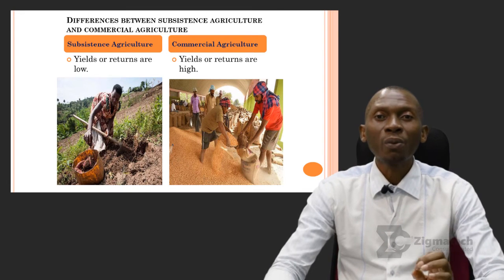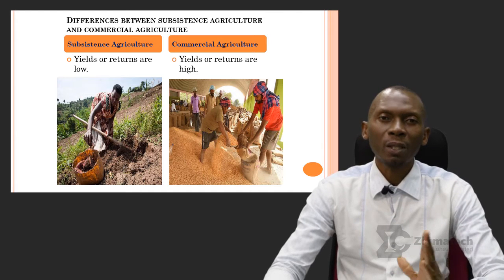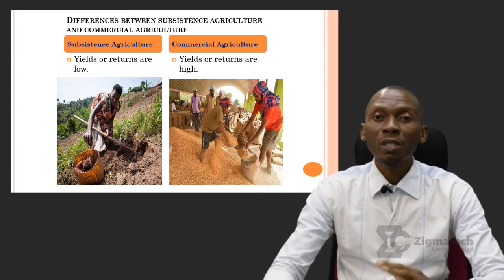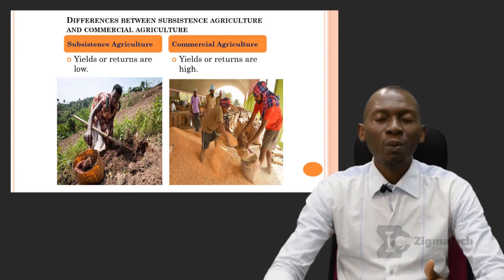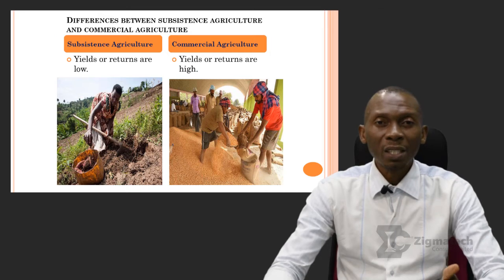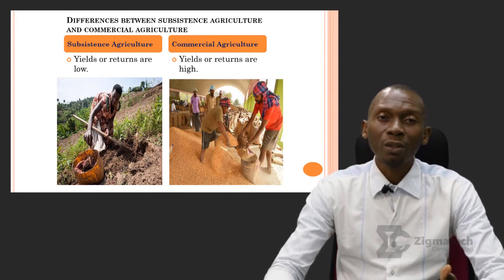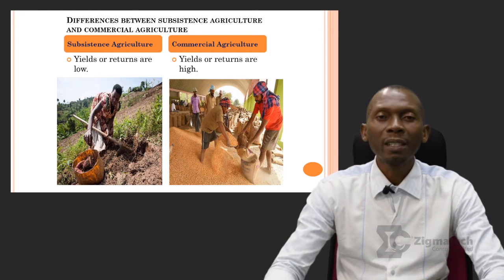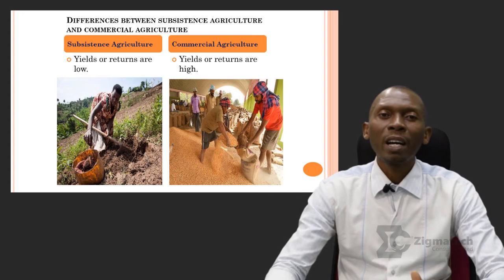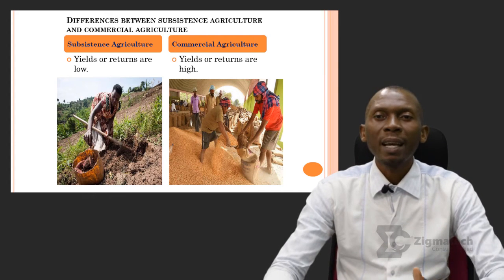We also have the yield or returns as another means to distinguish between subsistence agriculture and commercial agriculture. For subsistence agriculture, the yields or returns are usually low, while for commercial agriculture, the yields or returns are usually high. You should be able to understand the reason why: remember, the land used in subsistence agriculture is usually small, while that for commercial agriculture is usually large. So this will definitely affect the output or yield gotten from the farm. So take note of this. For subsistence agriculture, the yield is usually low, while for commercial agriculture, the yield is usually high.